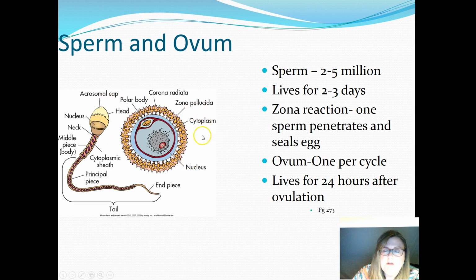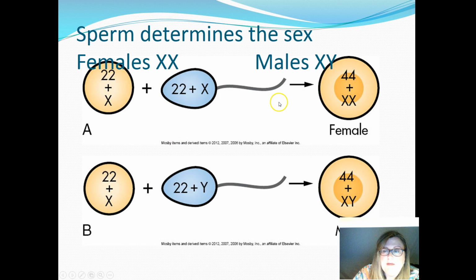So the sperm and the ovum, we've really talked about this. The sperm lives for 24 hours and the ovum lives for 72. And so you've got one shot a month to get pregnant. Males are what's responsible for the sex of the baby. All female ova carry 22X. And then the male sperm will either carry 22X or 22Y. Thus, a female will be a 44XX, and a male will be a 44XY.